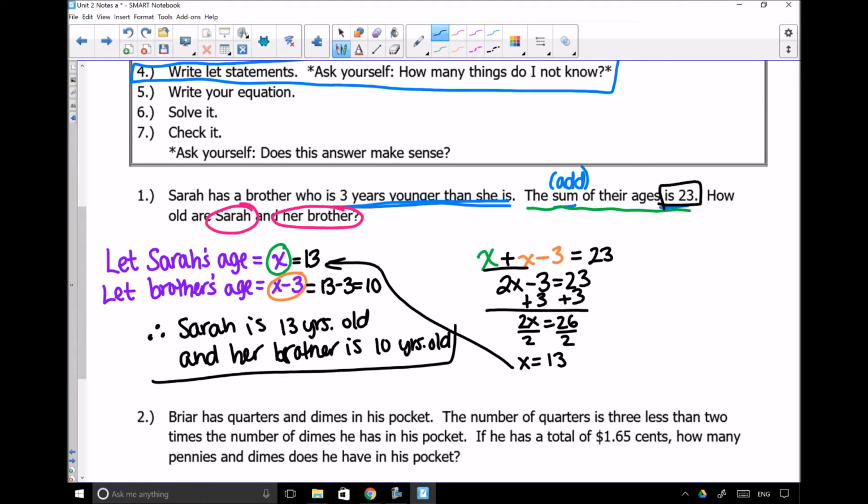Okay? But step 7 says to check my answer. I want to make sure my answer makes sense. Well, is Sarah 3 years older than her brother? Yes. Is the sum of their ages 23? Yes. So it works. Now you might be able to figure this out in your head, but you need to do this using algebra, using equations, because some of these other problems that we get to in the future are more complicated, you won't be able to figure it out in your head. You're going to need to use those equations.